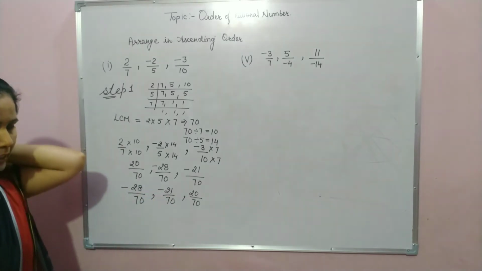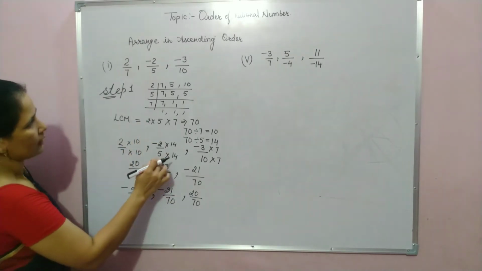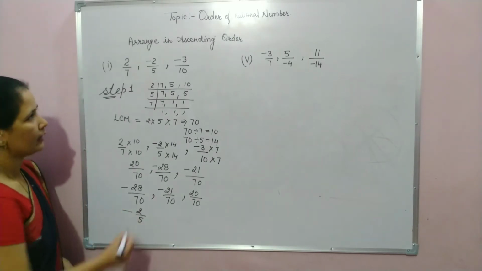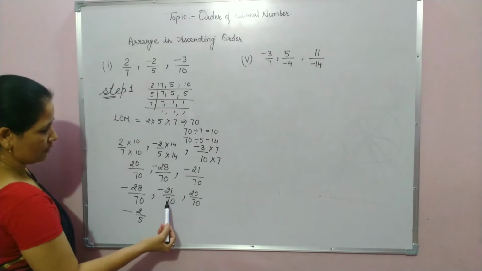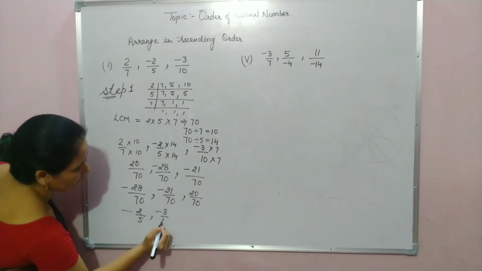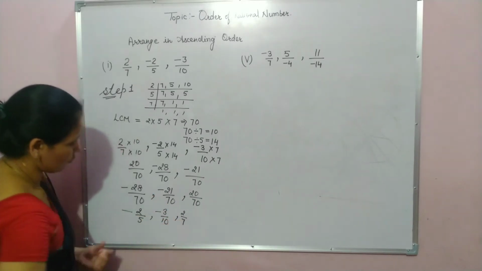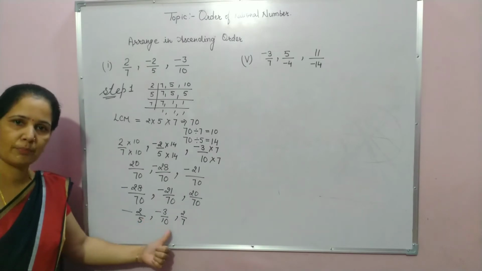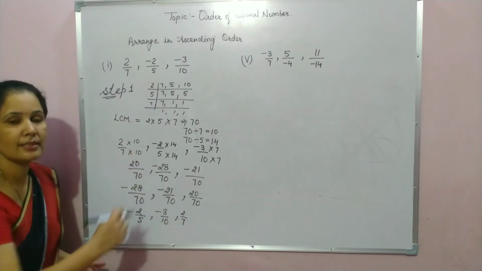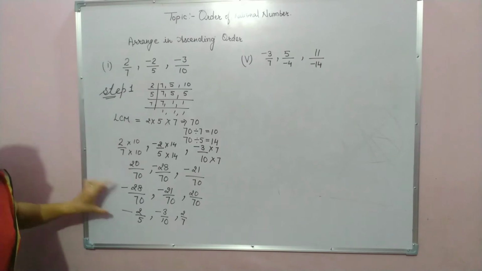Now we have arranged, and now we are going to write their original values. Minus 28 by 70 is minus 2 by 5. Then after that, minus 21 by 70 is minus 3 by 10. And the last, 2 by 7. Students, you can write them separated by commas, otherwise you can put the less-than sign between them. Okay. Now we have arranged the first question in ascending order.